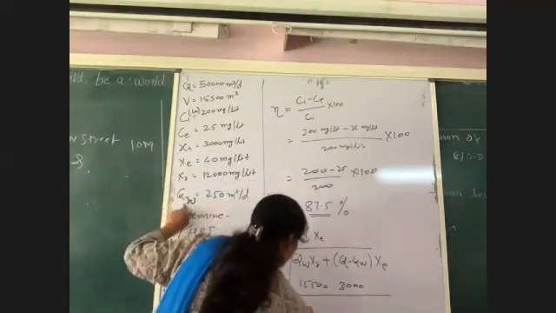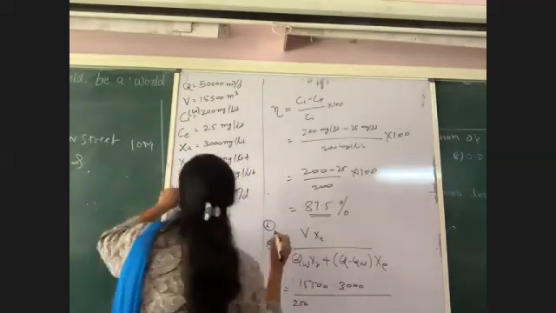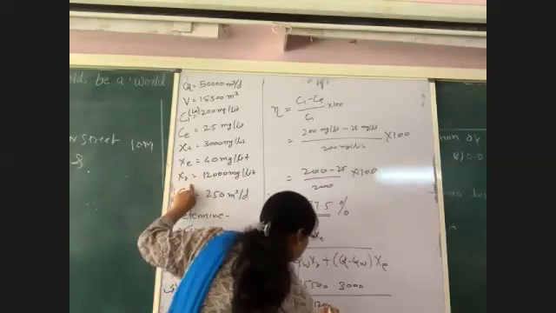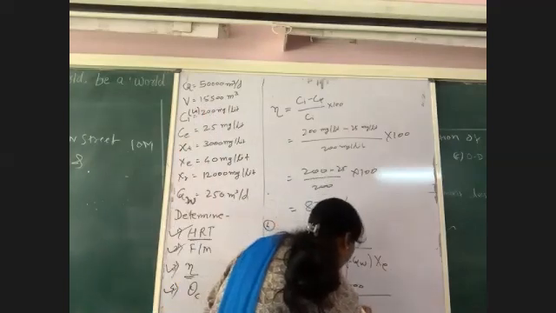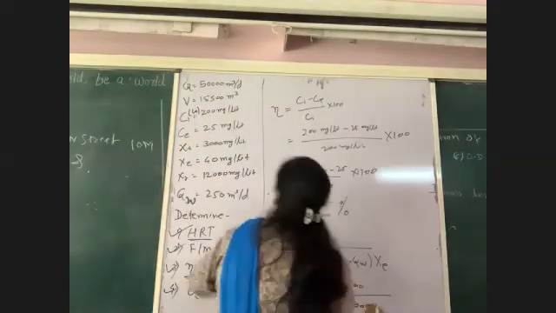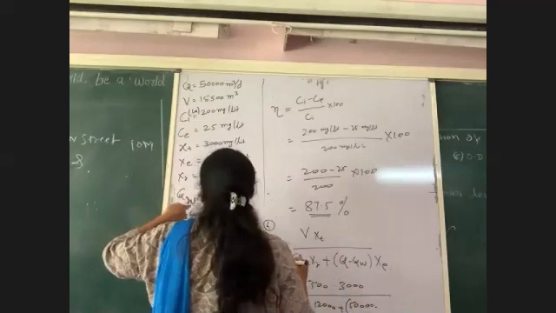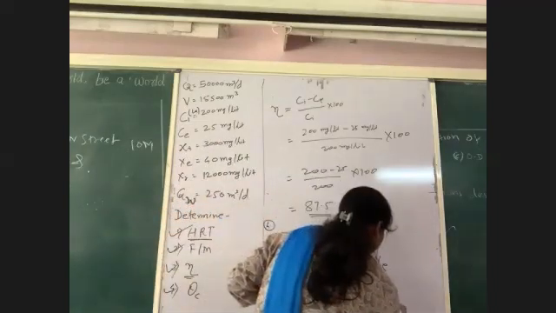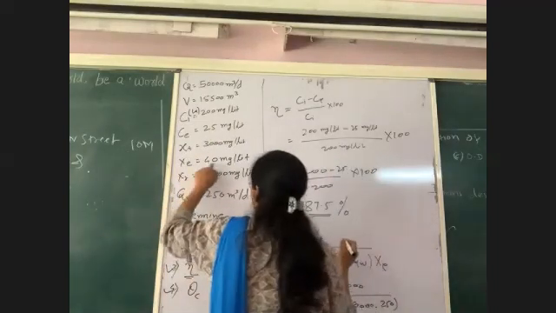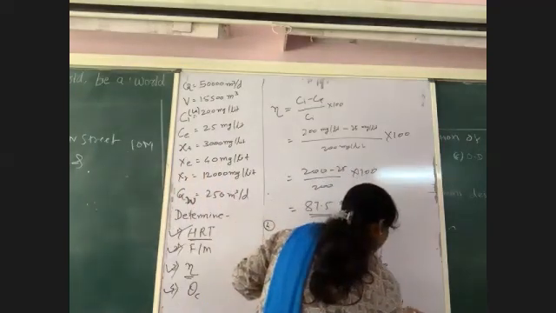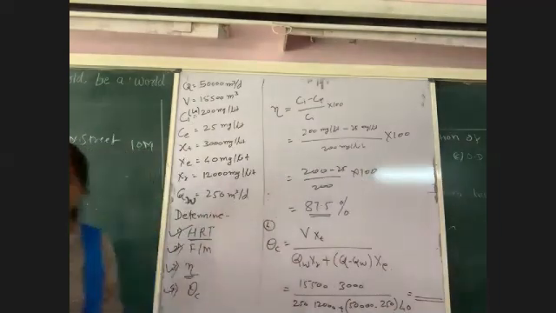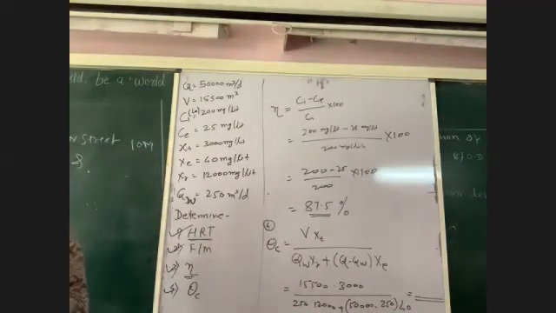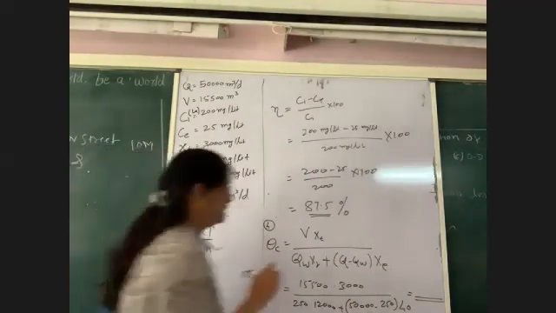QW is given to you 250 into XR is given to you 12,000 plus Q is given to you 50,000 minus QW is given to you 250 into XE is given to you 40. Simply you are supposed to calculate and write down the answer. In what you are going to calculate? In a day.